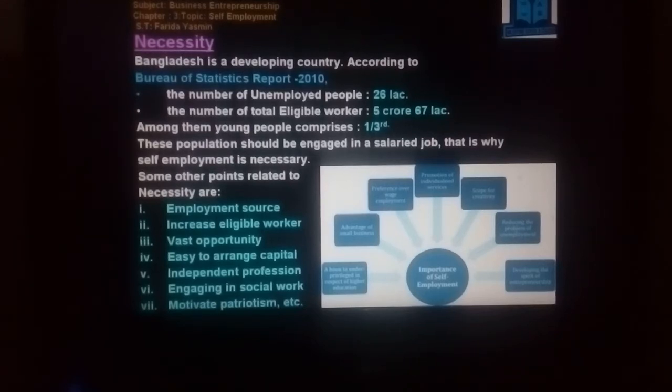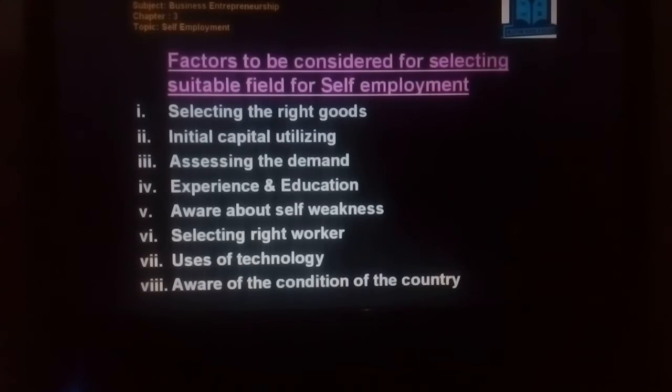Students, the success of a self-employed business depends largely on selecting a suitable field for self-employment. Thus, for selecting the suitable sector or suitable field for self-employment, the following issues need to be considered. Number 1, selecting the right goods. Selecting the appropriate goods for business is the prerequisite for gaining success. Then number 2, initial capital utilizing.